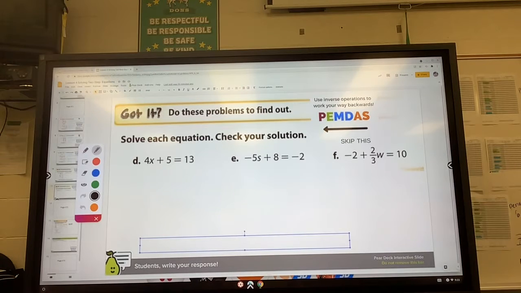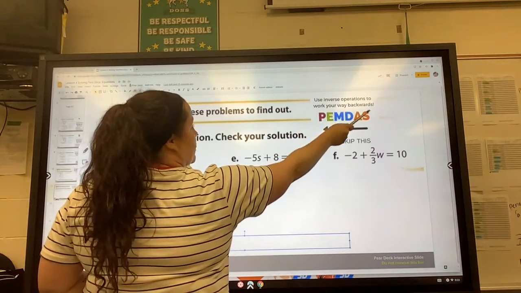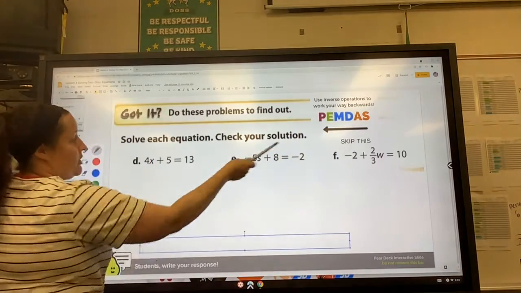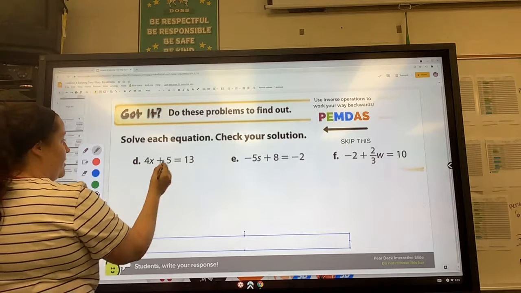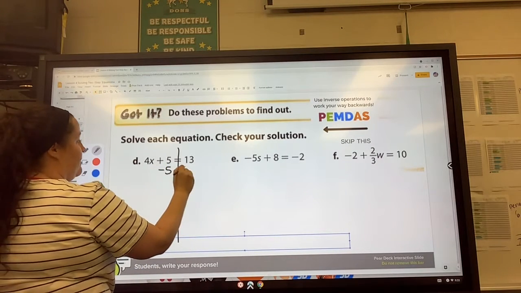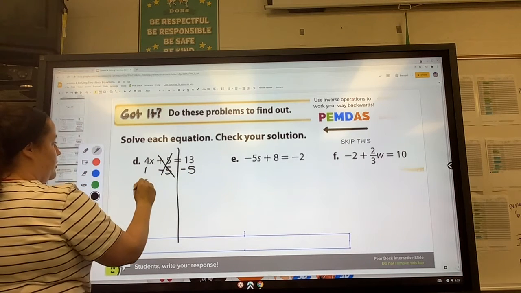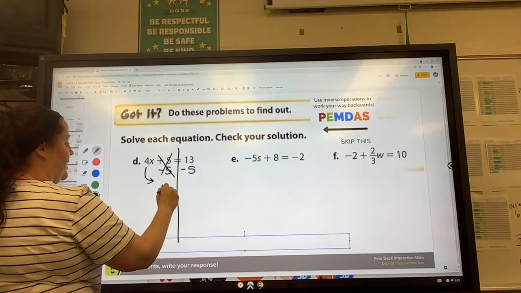Okay, so we're going to solve each of these and then we're not going to check our solution. So we use inverse operations to work our way backwards. We're going to start with subtraction and addition. So I'll draw my line down the middle. To get rid of plus 5, we subtract 5 from both sides. That would cancel those. You bring that down, so it's 4x.